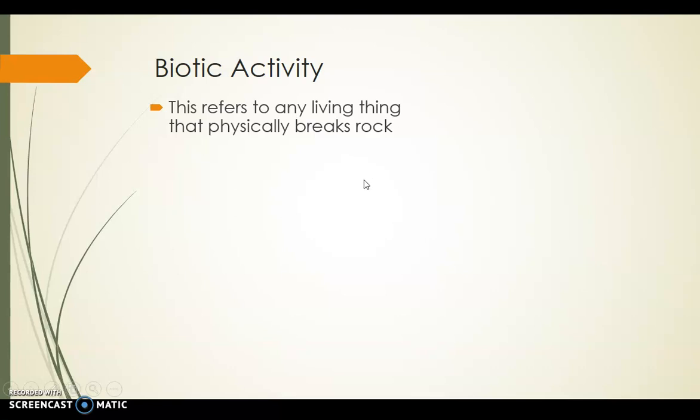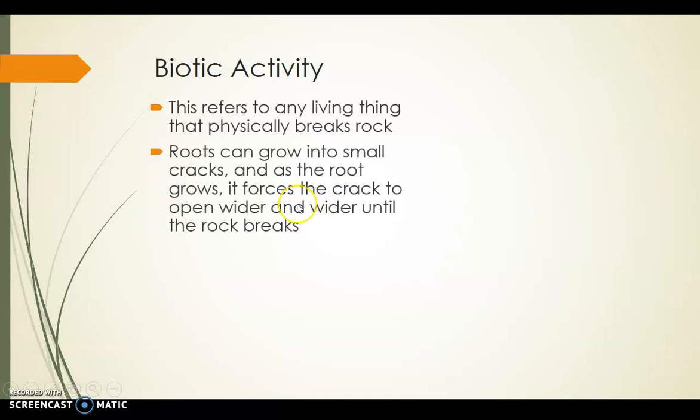So if an animal skitters across a rock and causes some of that worn material to fall away, they've helped with that biotic activity. But roots are a big deal. Roots are a lot stronger than most people think. They can grow into small cracks, and as the root grows, it forces the crack to open wider and wider, and eventually this is going to break the rock apart.